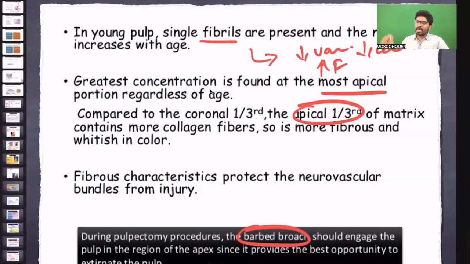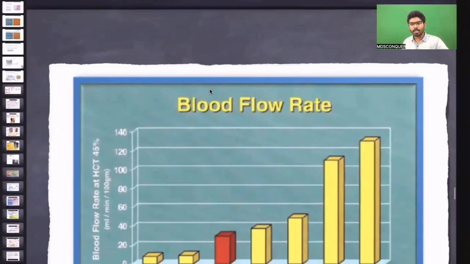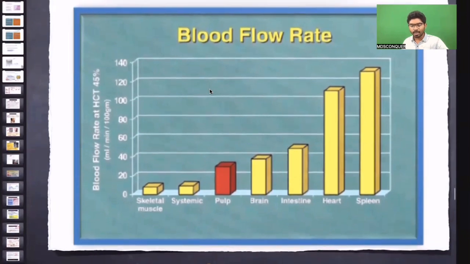So what they do is they insert this barbed broach deep into the apical 1/3, because the concept we learn is that the apical 1/3 is going to have more collagen. So I'm going to engage those collagen fibers in my barbed broach and remove the entire pulp in a single shot. That is the mechanism there. Which part of the root is having more collagen? Okay, it is the apical 1/3.